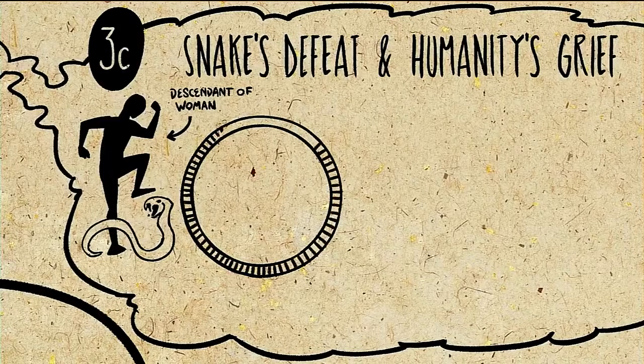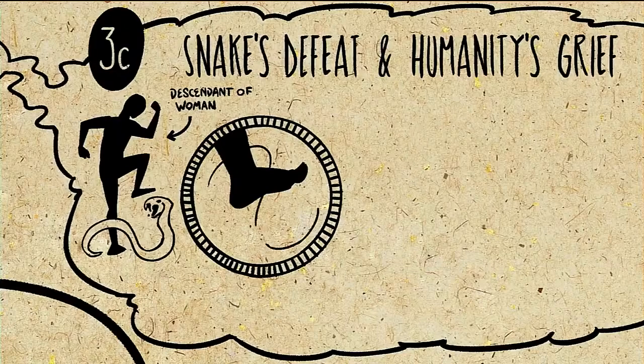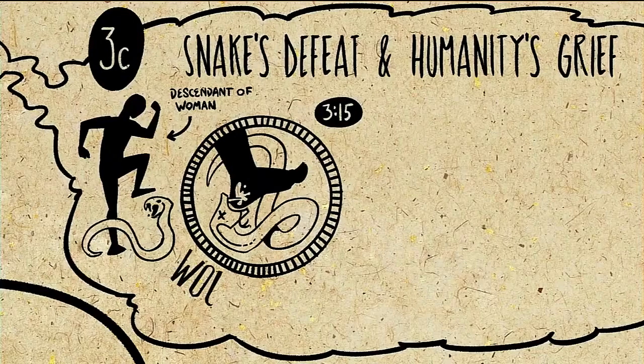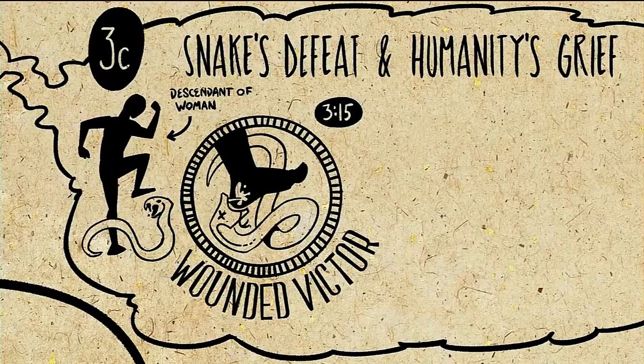who's going to deliver a lethal strike to the snake's head, which sounds like great news, but this victory is going to come with a cost because the snake too will deliver a lethal strike to the descendant's heel as it's being crushed. It's a very mysterious promise of this wounded victor. But in the flow of the story so far, you see this is an act of God's grace. The humans have just rebelled, and what does God do? He promises to rescue them.